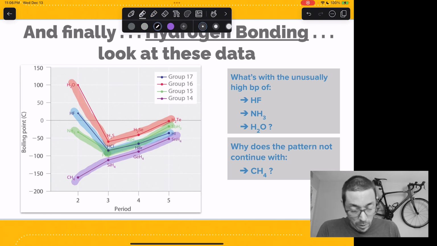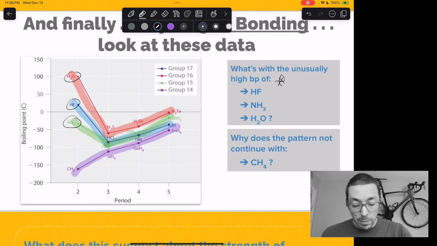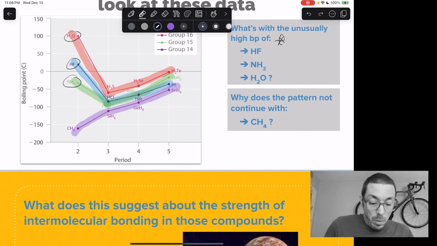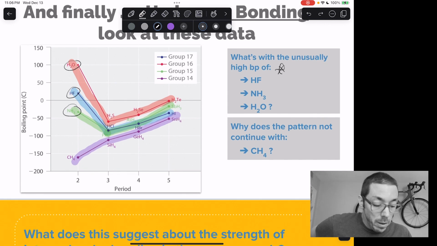The trend is broken with NH3, HF, and H2O. Something is causing those boiling points to be a lot higher than the trend would indicate. So what is up with the strangely high boiling points of those three molecules? And why does the pattern not happen with CH4? Why doesn't CH4 jump up in the same way? Well, it's all about hydrogen bonding. There must be some super strong intermolecular forces going on between those three molecules.